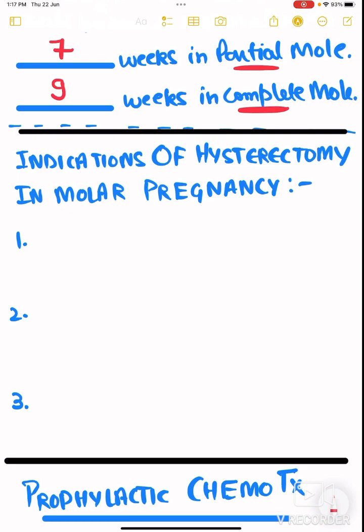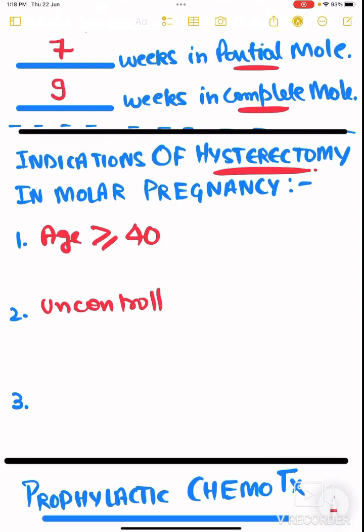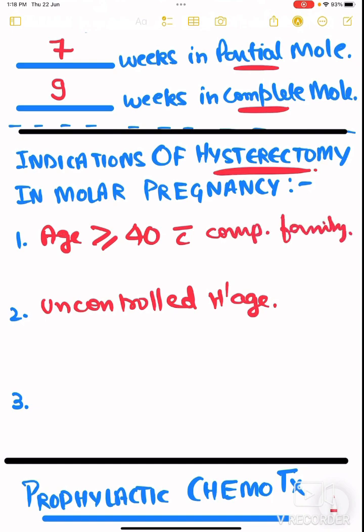Indications of hysterectomy in molar pregnancy. What are the indications? Age more than or equal to 40, then you will do hysterectomy, not suction evacuation. If uncontrolled hemorrhage is present. Of course, age more than or equal to 40 with completed family. If the patient has not completed family, then you will not do hysterectomy. Uncontrolled hemorrhage, and third is invasive mole, right?